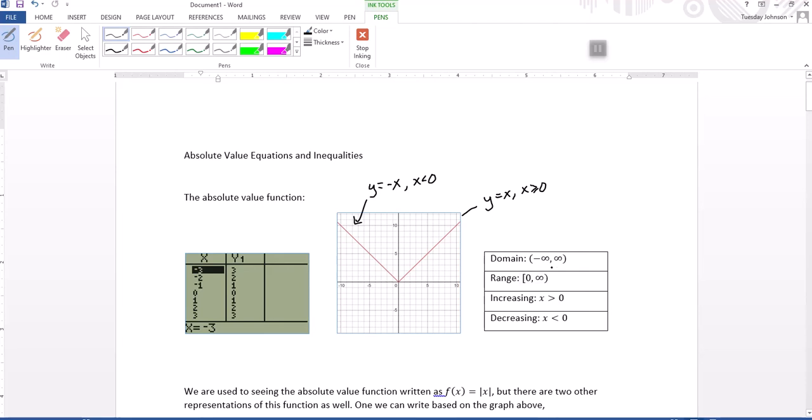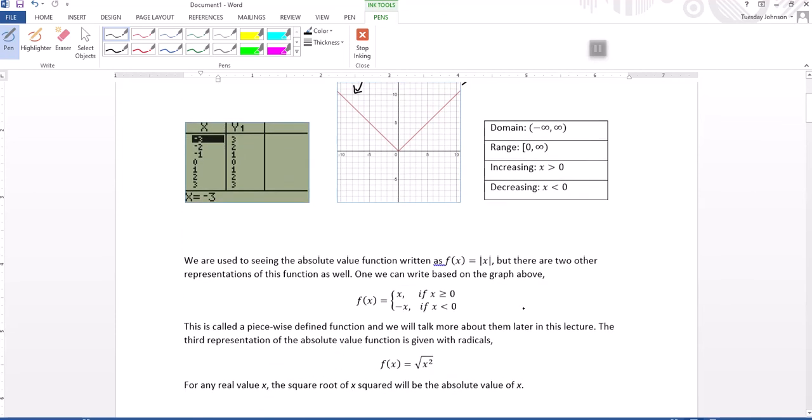In general, the domain is all real numbers. We can put anything into a standard linear absolute value equation. The range is only non-negative values. We do not call these positive because 0 is included, so they're non-negative. The graph is increasing on the right, so when x values are greater than 0, and it's decreasing for all x values that are less than 0.